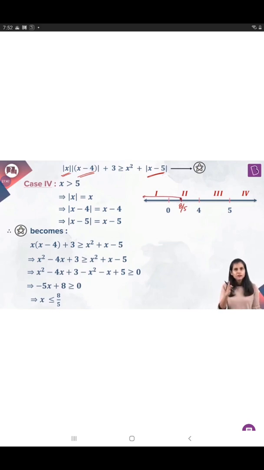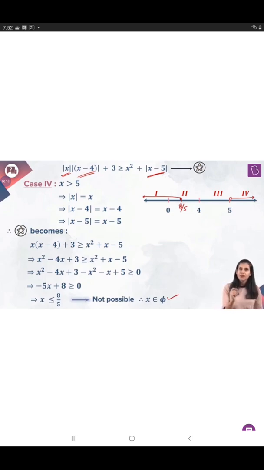But wait a second, we are in the fourth region. Fourth region is all real numbers greater than 5. That means there is no real number greater than 5 which is able to satisfy my star inequality. Because in case 4, we are getting the values of x to be less than or equal to 8 by 5, and no real number less than or equal to 8 by 5 lies in my fourth region. That means there's no real number in the fourth region which satisfies my star inequality. That means again, the solution set corresponding to the fourth region is coming out to be phi.